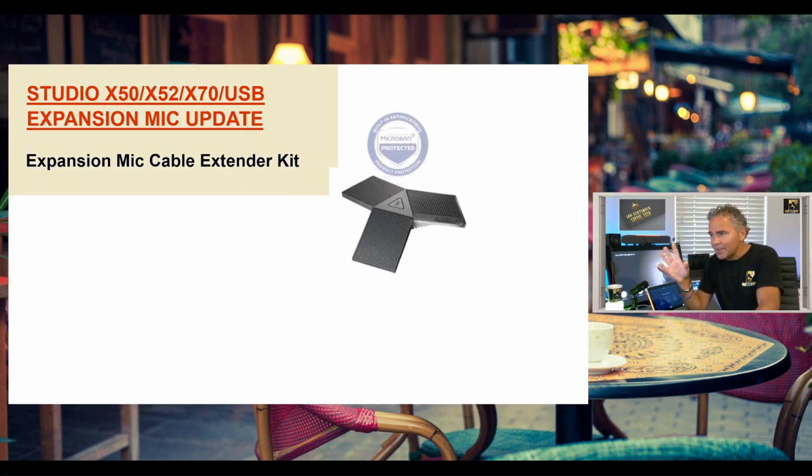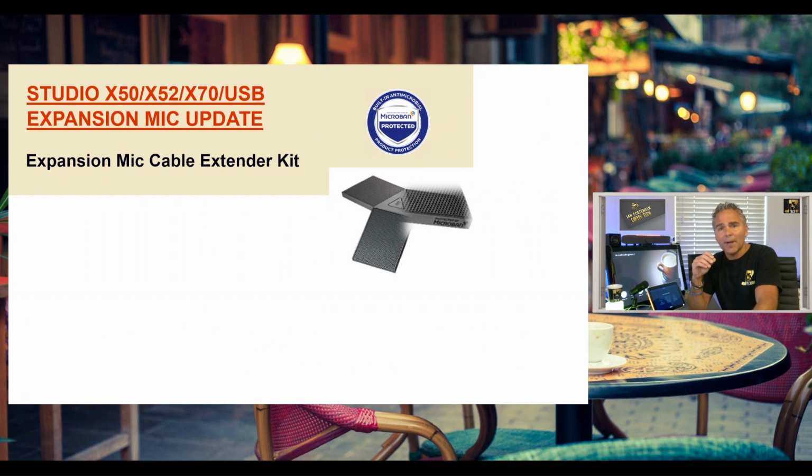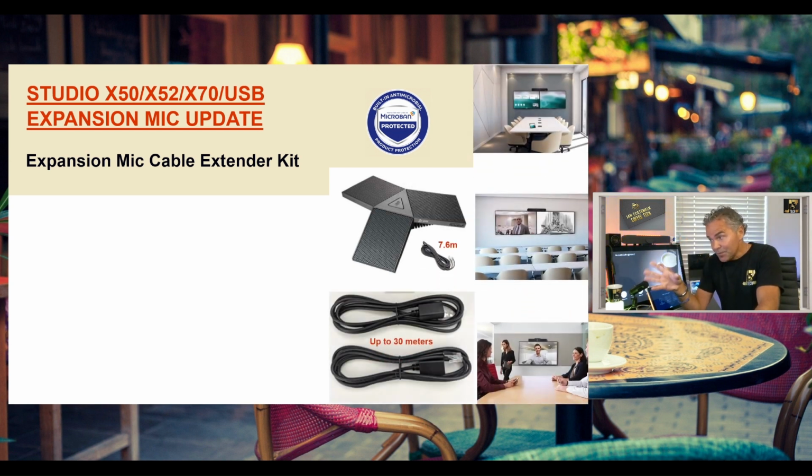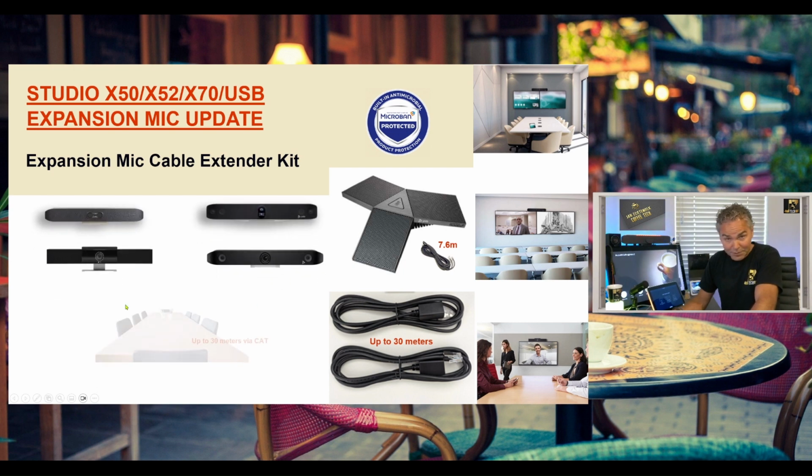Now there's a brand new one which is also now Microban protected. This is done out of factory, so it doesn't go away. It's completely sealed on the product itself. Microban means that if multiple people are touching it, the antibacterial protection protects those devices in the room. As I said, usually it comes along with the 7.6 meter cable, but there is now a new extension kit where you can go up to 30 meters.